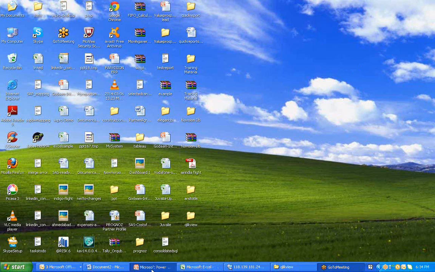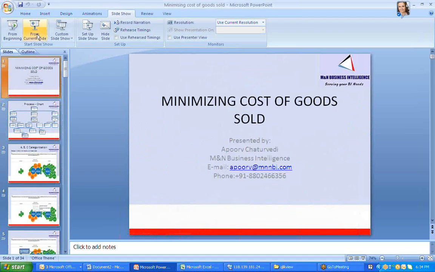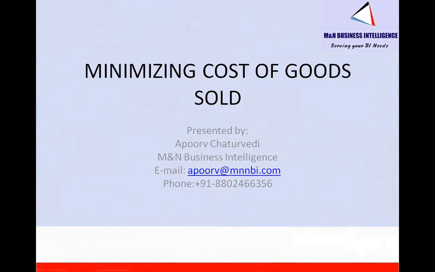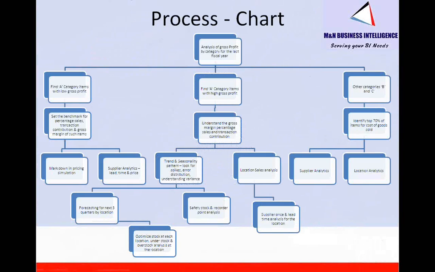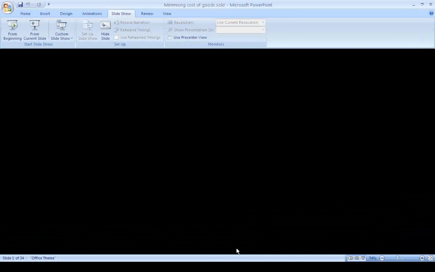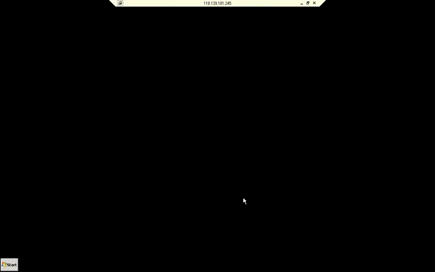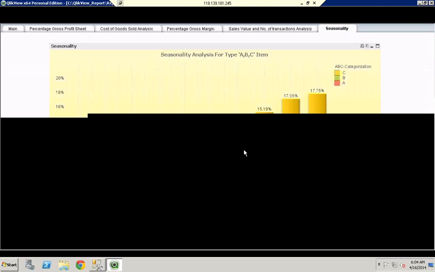Hello, welcome to our presentation on minimizing the cost of goods sold using Qliktech. First of all, this is presented by us and we have used specifically Qliktech for the same. This is our complete flowchart, and how we arrived at this flowchart is let's go on to the initial analysis that we did using Qliktech.